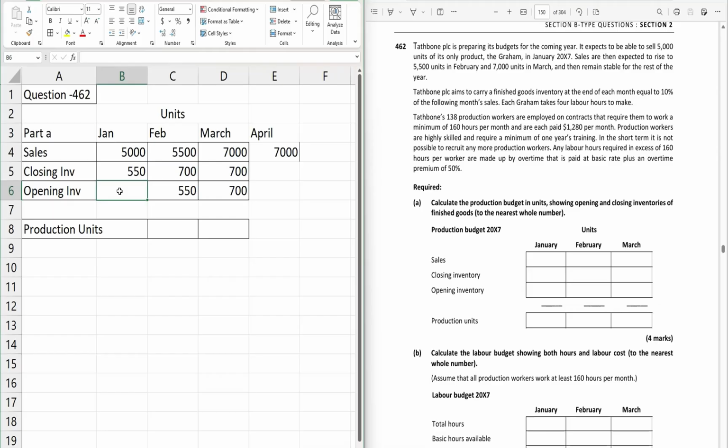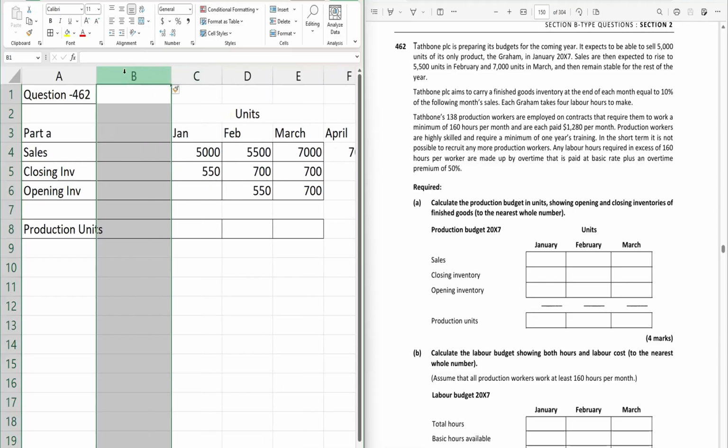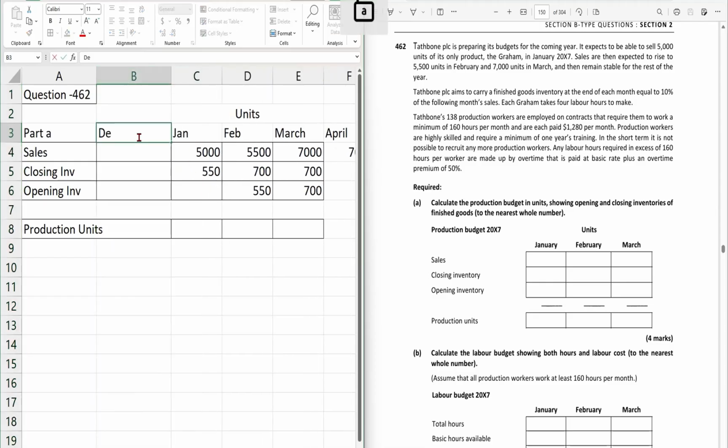See, for closing inventory, we are taking 10%. What will be the month before January? It will be December, right? Okay. And for closing inventory, what we have done is we have taken 10% of the following month's sales. So for December closing inventory, it will be 10% of the following month's sales, which is January sales, and January sales is 5,000. So that means 500, and this closing will be the opening for January.